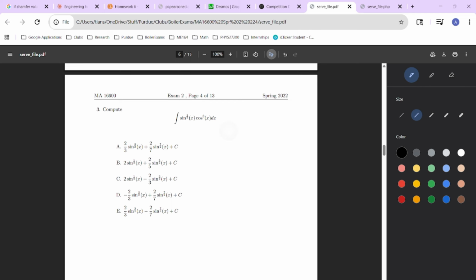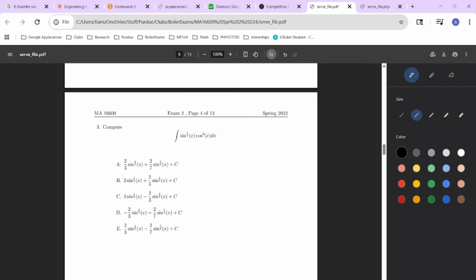Compute the following integral. The square root of sine of x multiplied by cosine cubed of x dx. Alright, this looks like a very challenging integral, and this actually took me a very long time to solve.